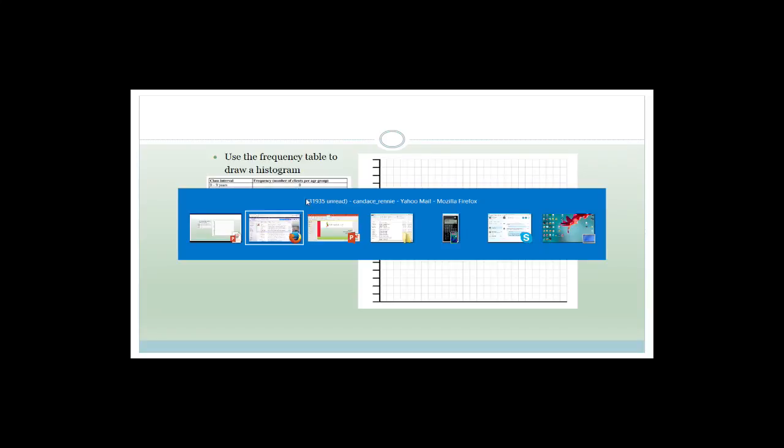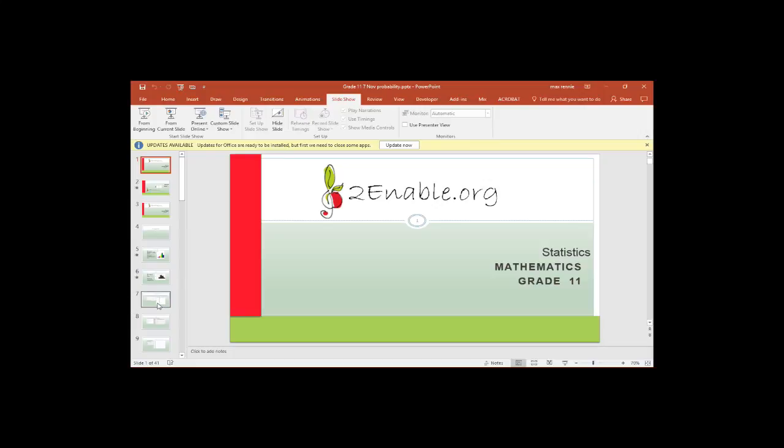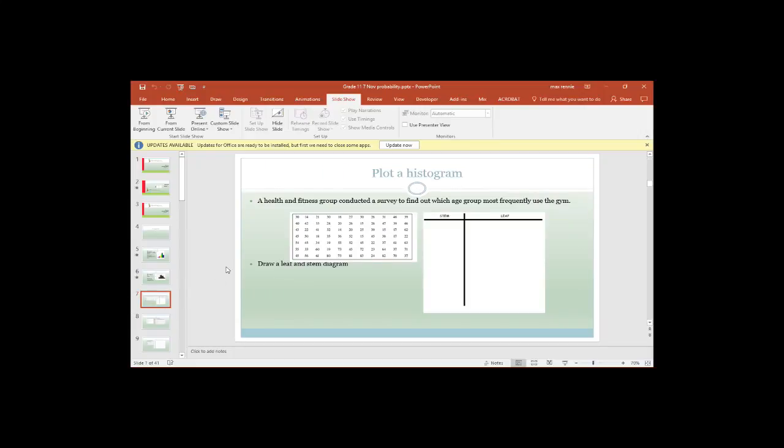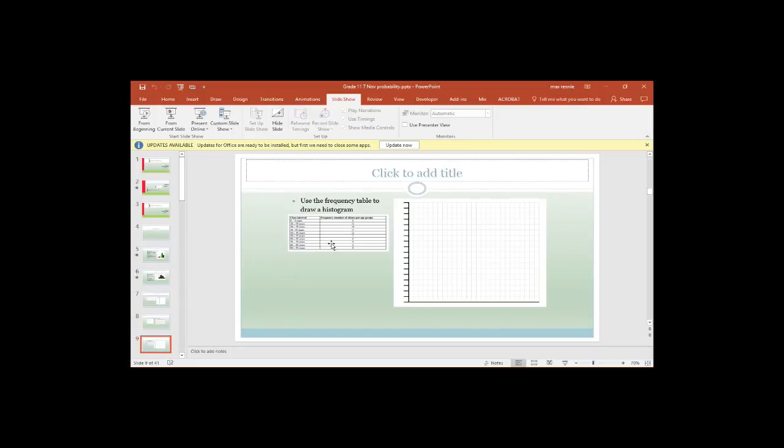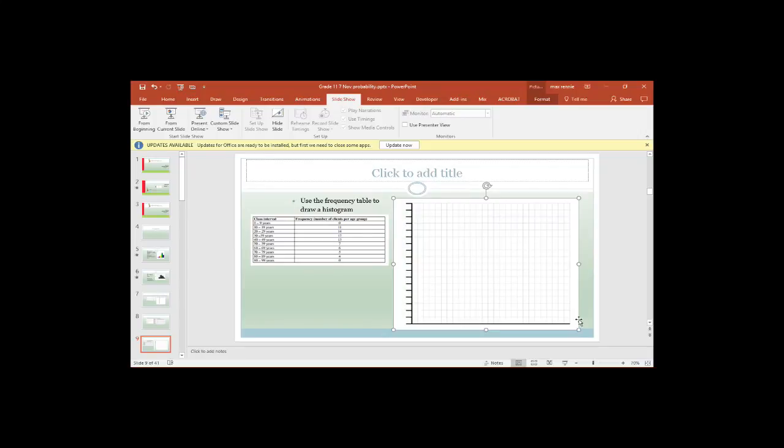So let me just change it so that we're over here. No, not there, there. Okay, so let's make this a bit bigger so that you can see it, and we'll make this a bit bigger so it's easier to draw on. Okay, so let's go along. So there's your beautiful frequency table that we've made.